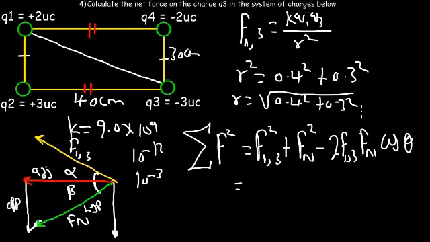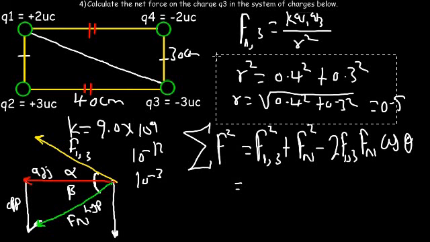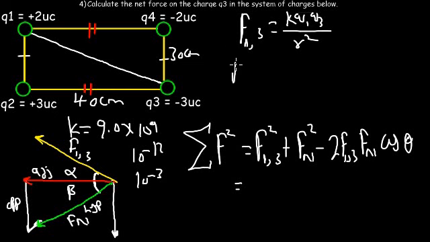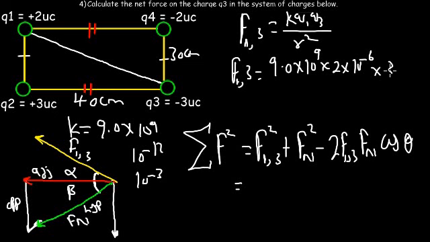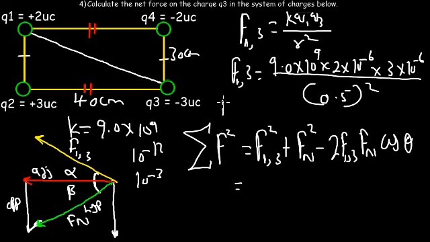And that should be indeed equals to what? Let's see. And that is indeed equals to 0.5. So therefore the value of r is 0.5. So right now I can substitute. So f sub 1,3 is indeed equals to 9.0 times 10 to the power of 9 times the value of q1, that's 2, times 10 to the power of negative 6, times q3, that's 3, times 10 to the power of negative 6, then divided by 0.5 all squared. Let me type that into my calculator. So if you type that properly, you should have f sub 1,3 to be equals to 0.216. Okay, should have it to be 0.216 Newton.